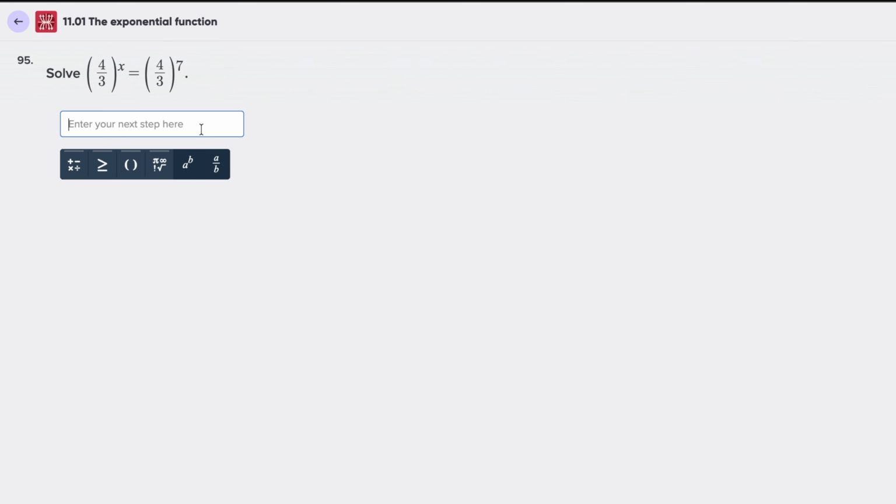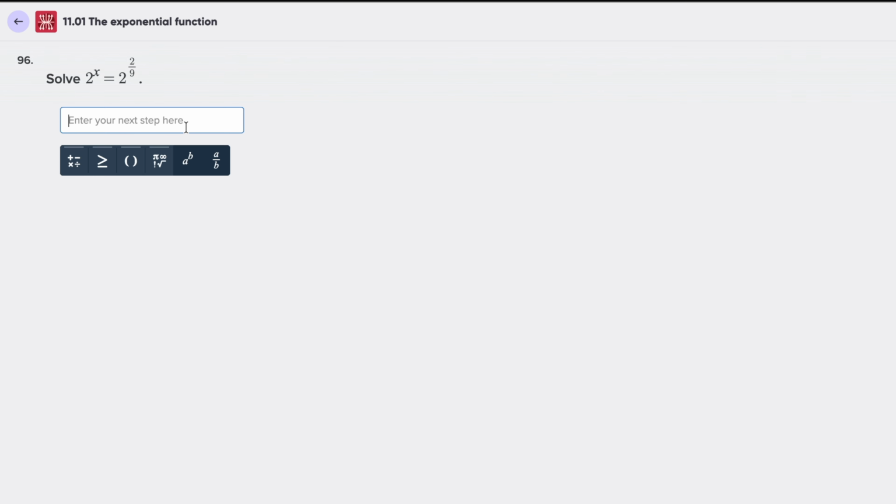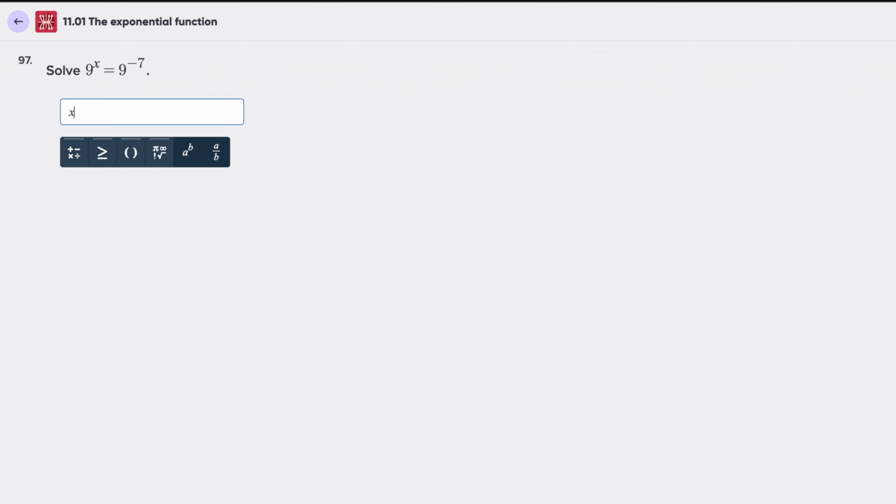So, I mean, this one is pretty straightforward. I don't really think I have to explain. X equals 7 because we have same bases, which means exponents are equal to each other. Again, not too hard. X equals -7. Okay, good. I wanted this example.